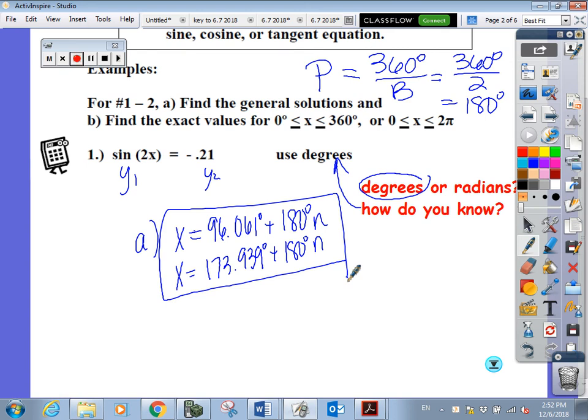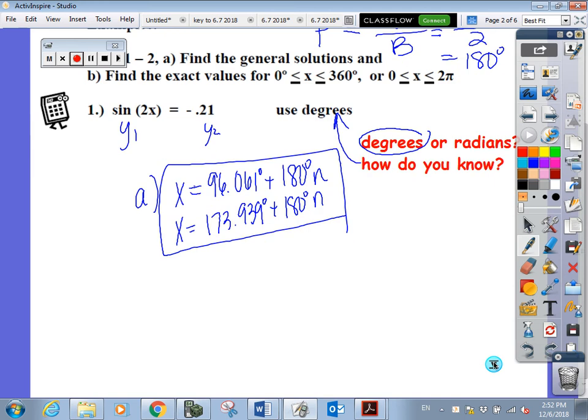96, if you wrote the next one, 267.061, that is what 96 plus 180 is. So don't write any more general solutions for this one.